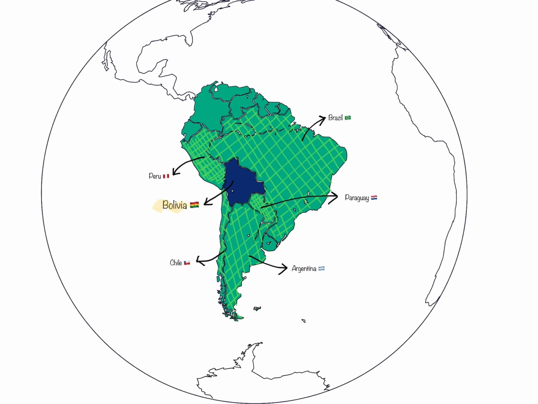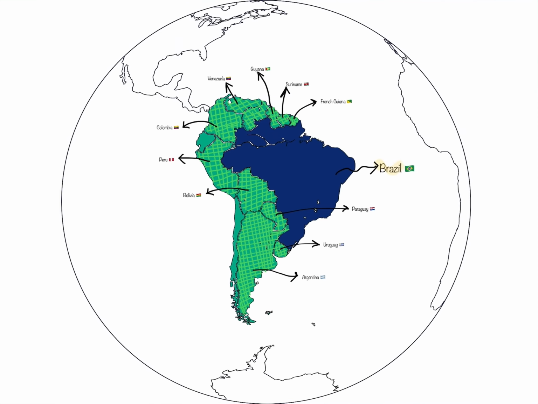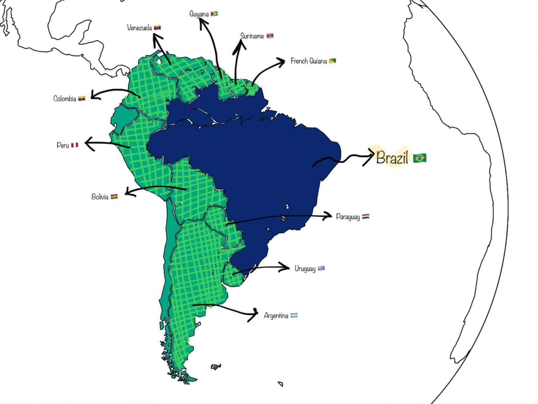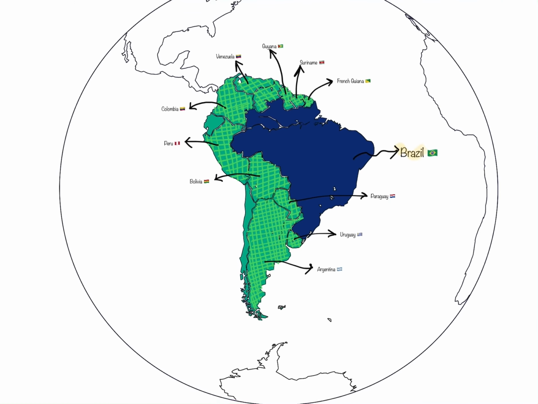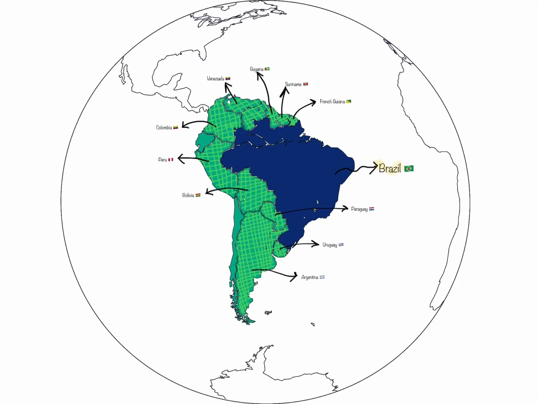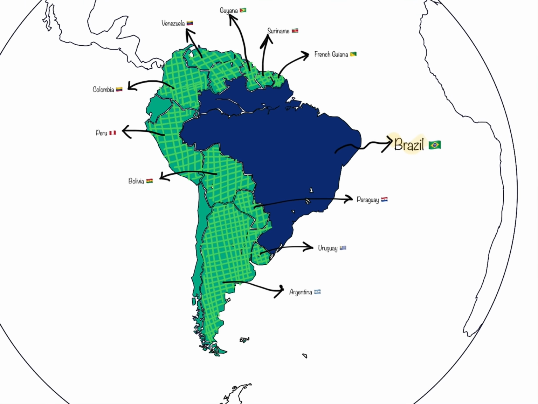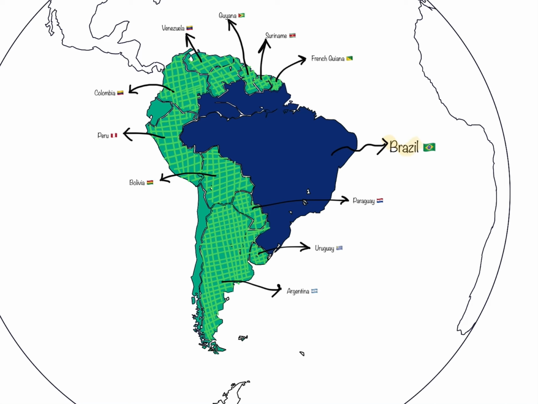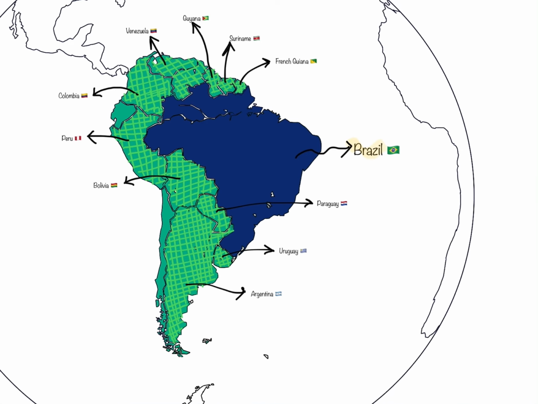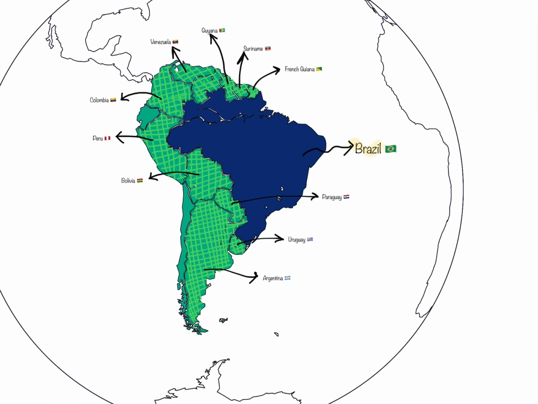The next country is the largest in the South American continent, that is Brazil. Except Ecuador and Chile, all the countries of the South American continent share land boundaries with Brazil, that is Argentina, Uruguay, Paraguay, Bolivia, Peru, Colombia, Venezuela, Guyana, Suriname, and French Guiana. They all share boundaries with Brazil, and Brazil has a huge coast in the Atlantic Ocean.